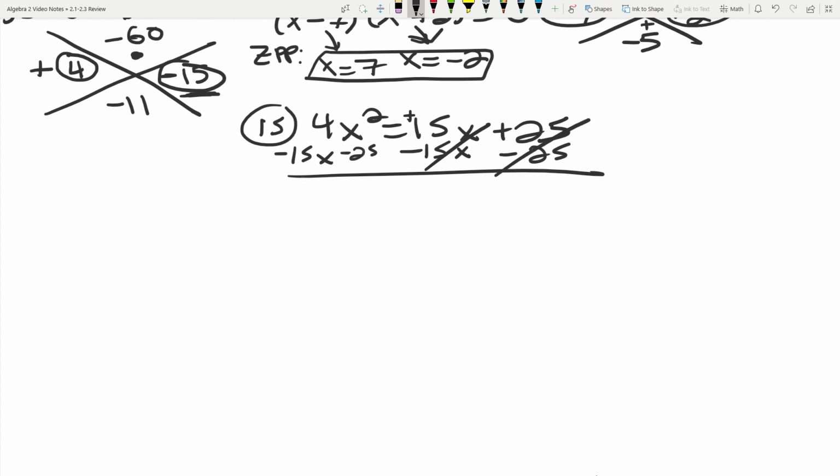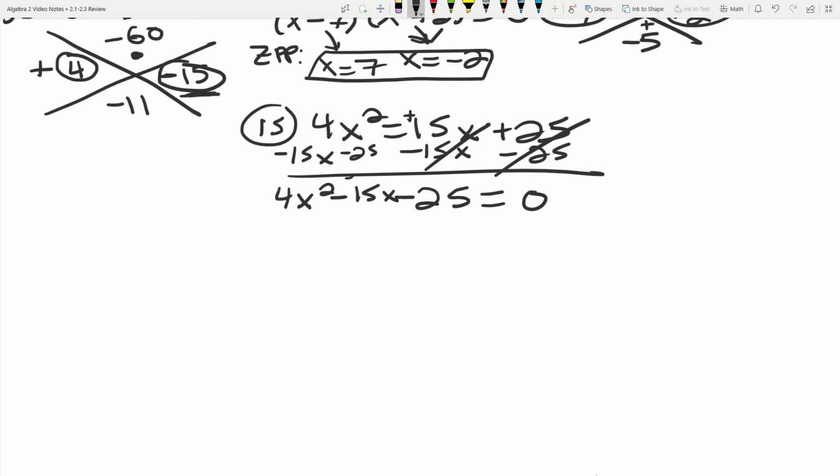So these cancel out. So write it in order, right? We want x squared going first. So we got 4x squared goes first, and then the x term goes second, minus 15x. And then the constant term, negative 25, goes last, equal to 0.